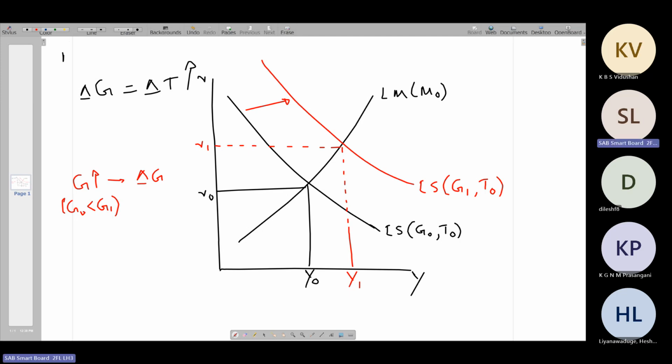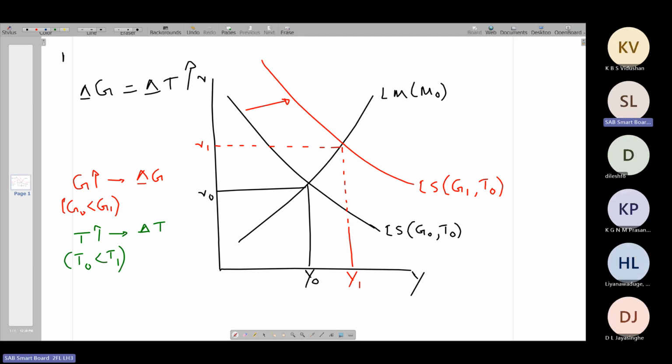At the same time, the government raised taxes as well. Now the taxes increase by delta T, from T0 to T1, because this expenditure is balanced by raising tax, right? The rise in taxes shifts the IS curve to the left. That is given by IS G1 T1, right?